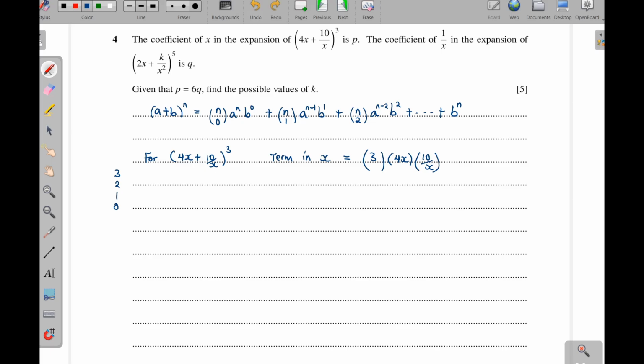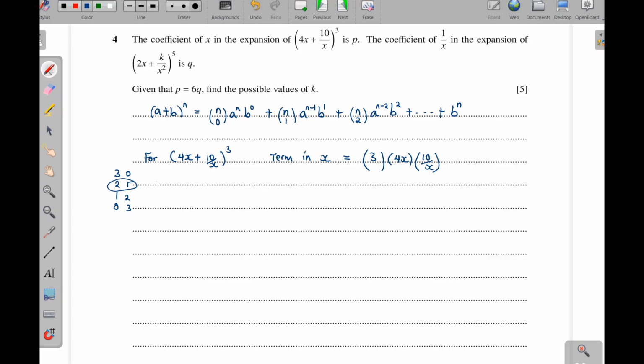And then 10 over x will begin with the power of 0, then 1, then 2, then 3. So we are supposed to look at a pair such that when I put the pairs here, I'm going to remain with an x. Okay, the term is going to end in what? In x. If I put 3 and 0, x will be to the power of 3 here. It will end in that. So that means that one is not the one.